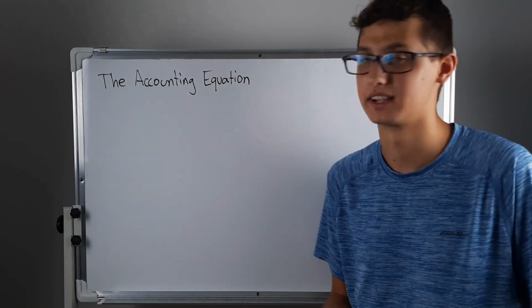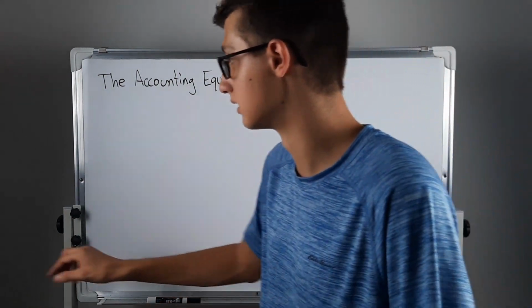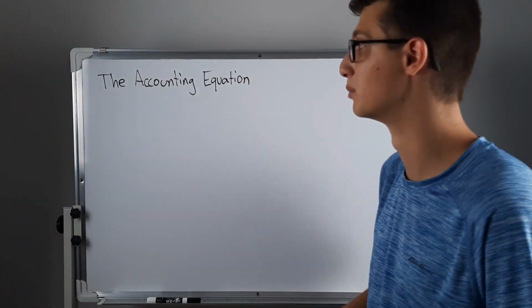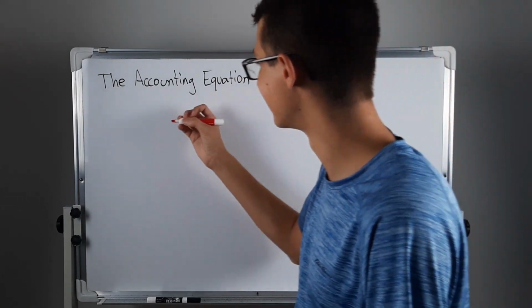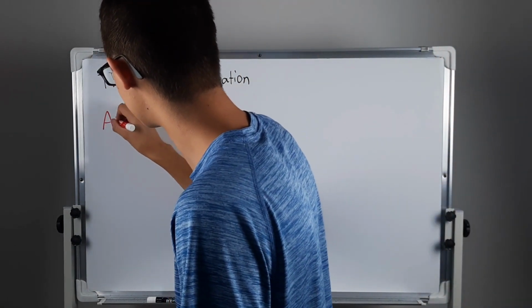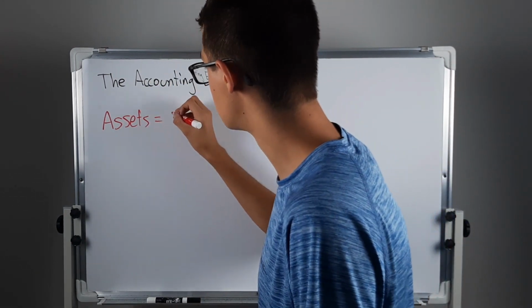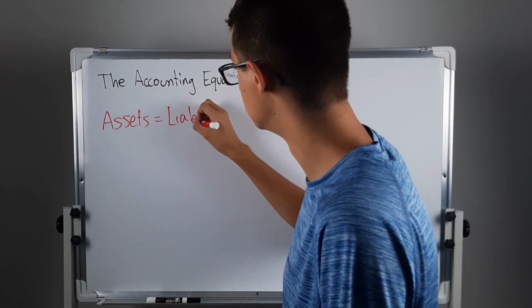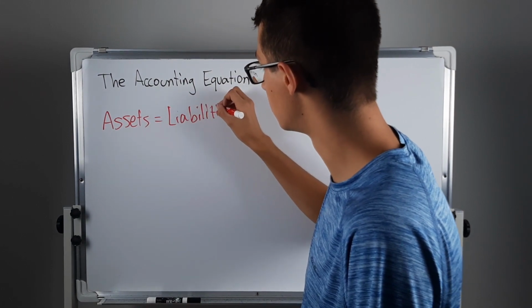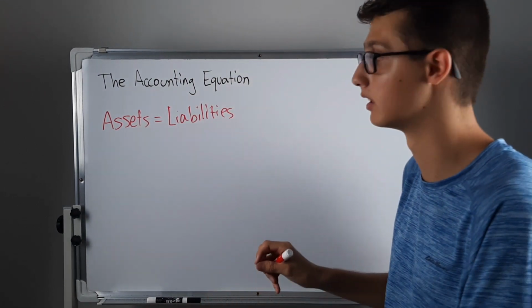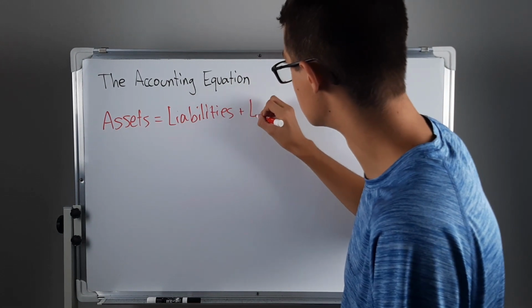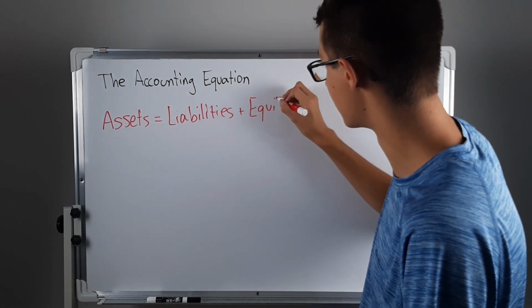So what is the accounting equation? Let me get this red marker here because it's important. The accounting equation essentially states that assets, which is anything that you own, are equal to liabilities, which is anything that you owe, anything that you have to pay to somebody else, plus equity, which you can think of as just the rest.